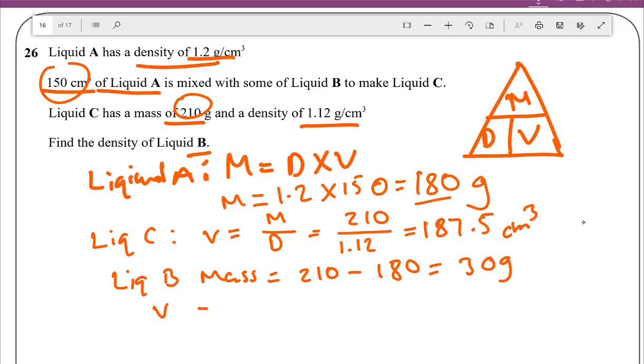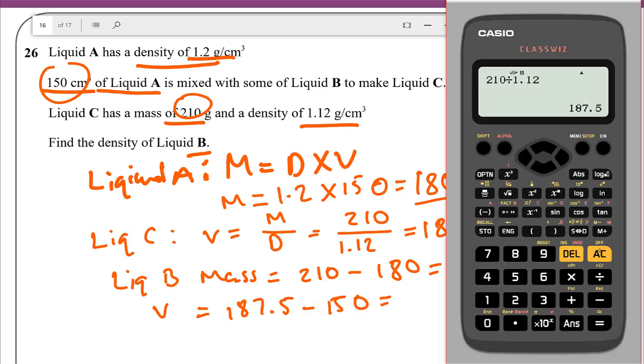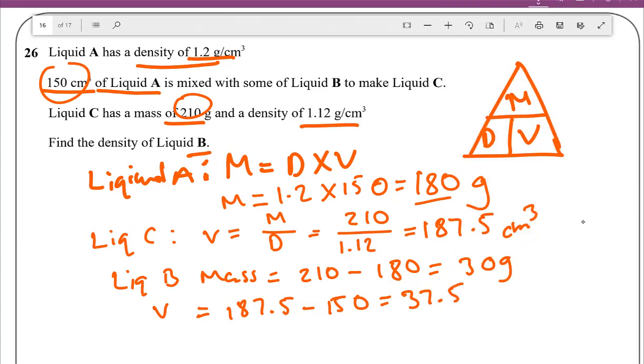And the volume is going to be 187.5 centimeters cubed, and take away 150 centimeters cubed of A. So find the difference again. 187.5 take away 150, and that gives us an answer of, oh, that was 187 there, but I'll type it again. 187.5 minus 150, and that gives us an answer of 37.5. So 37.5 centimeters cubed.